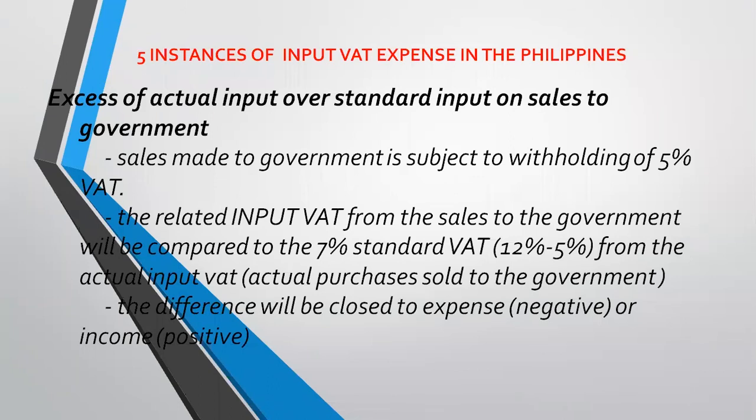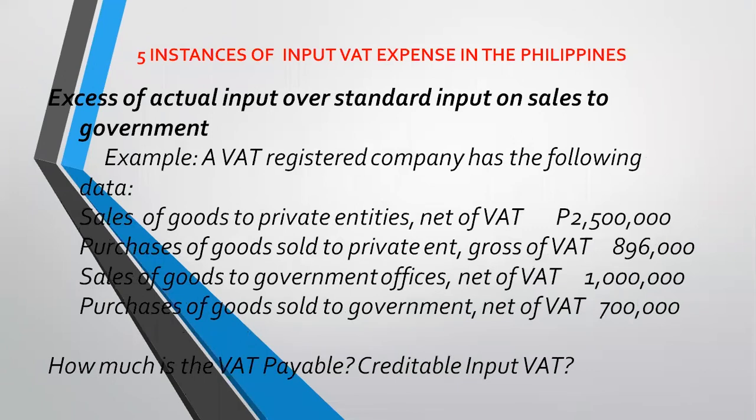So let's proceed to our example to understand further. Example, a VAT registered company has the following data. Sales of goods to private entities, net of VAT, 12.5 million. Purchases of goods sold to private entities, gross of VAT, 896,000 pesos. Sales of goods to government offices, net of VAT, 1 million pesos. And purchases of goods related to government, net of VAT, 700,000 pesos. How much is the VAT payable and how much is the creditable input VAT?